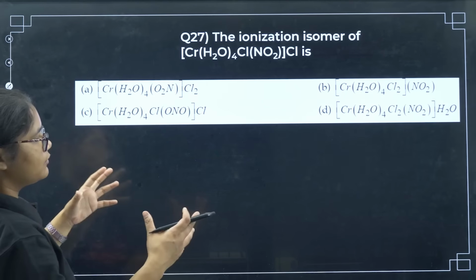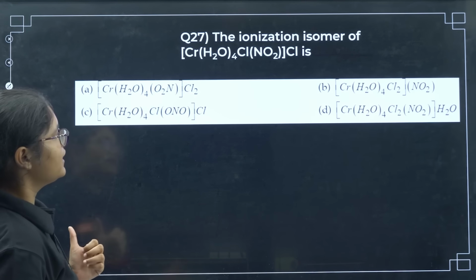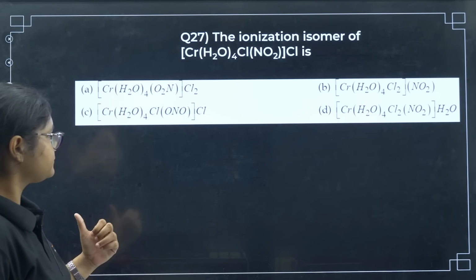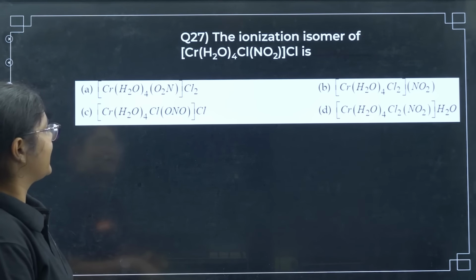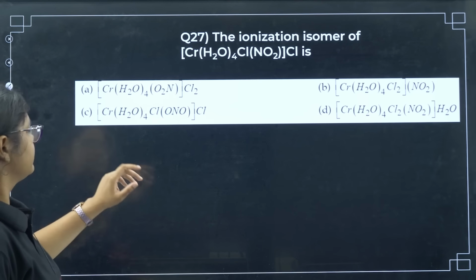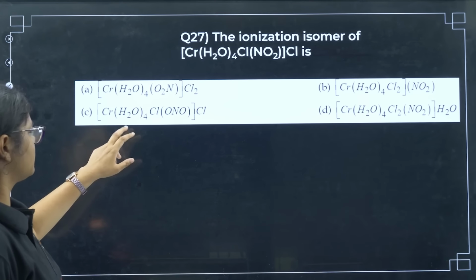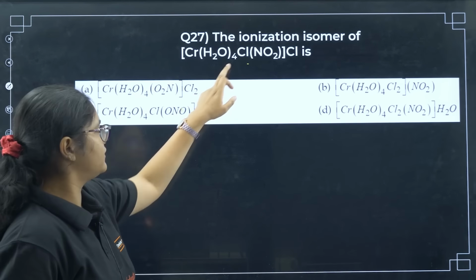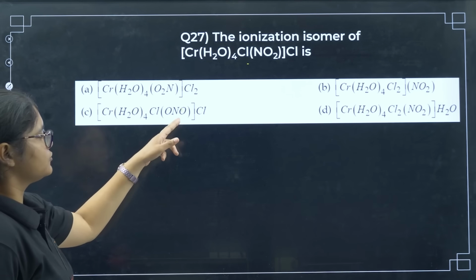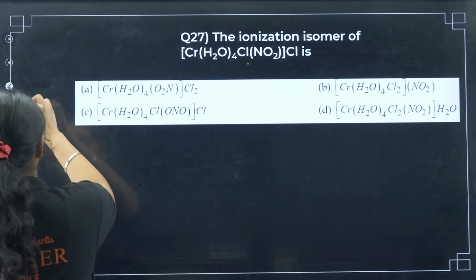Ionization isomer means when you ionize it, you should get different ions, right? So if I see here, the other things should be same. So if I see the first option here, this one has been converted, but the ions will be same only. So this is linkage isomerism. I can say option number A.